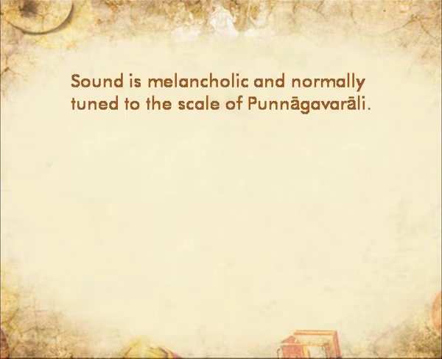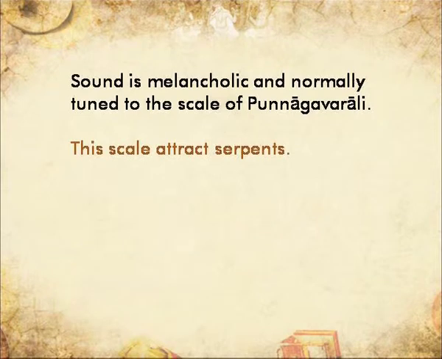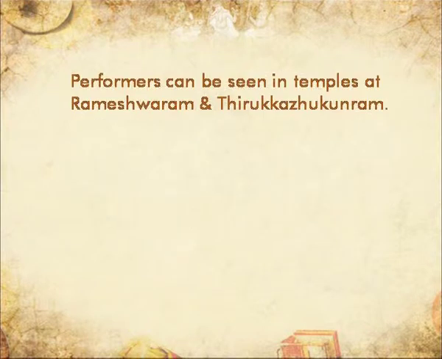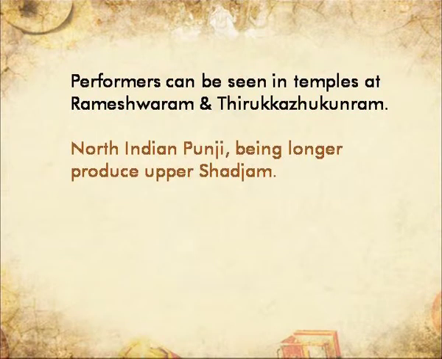Its sound is melancholy and is normally tuned to the scale of the South Indian Punnagavarali. This scale is said to attract serpents. The southern Magudi is unable to produce the shadjam of the higher octave. Sculptures of performers on the Bhujangaswaram can be seen in the temples at Rameshwaram and Tirukazhukundram in Tamil Nadu. The North Indian punji, being longer, is able to produce the upper shadjam.